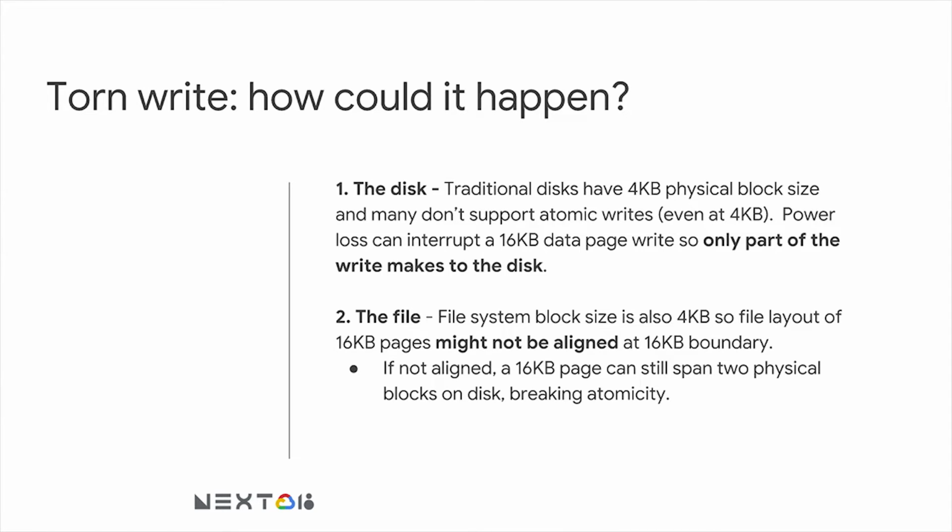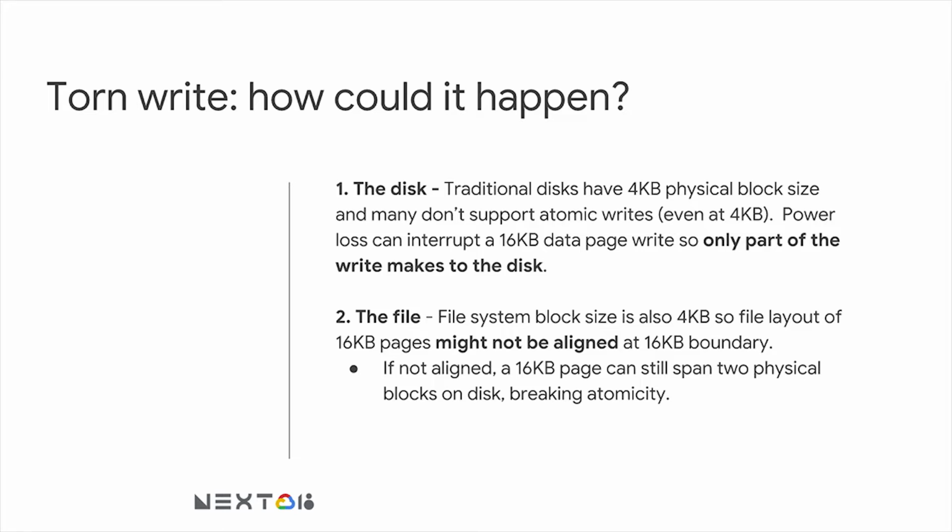The next question, going a step deeper, is how could a torn write happen? There are two major reasons. One is the disk. Traditional disks generally do not have atomic writes, and they can write at 512-byte sector size. Many disks have a 4 KB physical block size. Even if they support atomic writes, that would be at a 4 KB boundary. For a 16 KB data page, that means if anything fails during the 16 KB data page write, only part of that might be written to the disk. That's the first reason. The second reason is the file system.